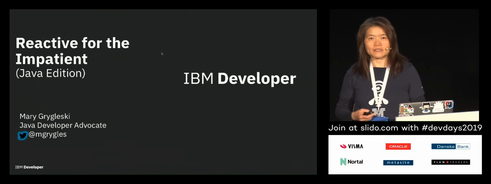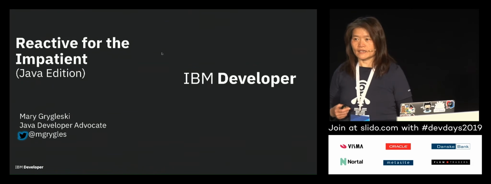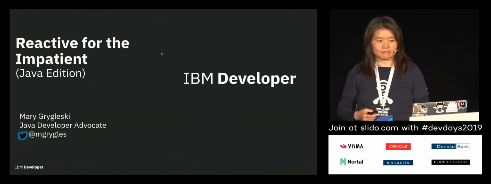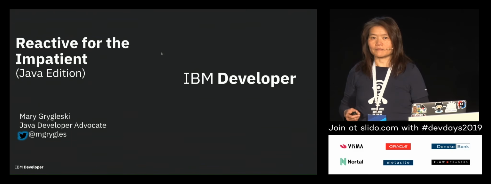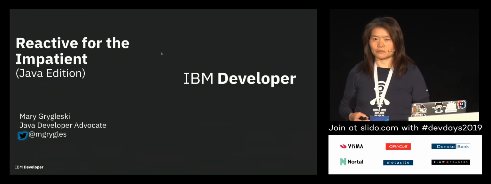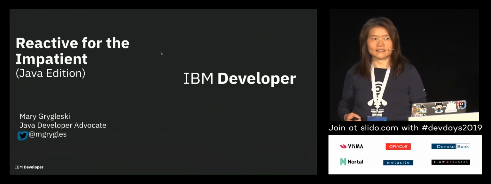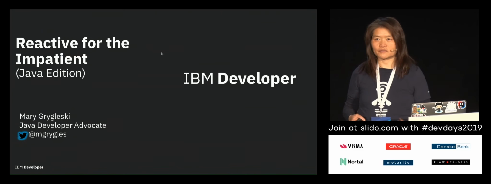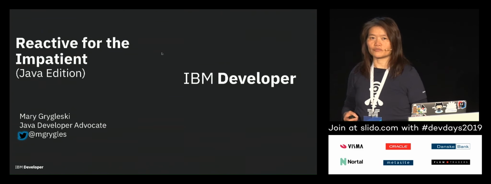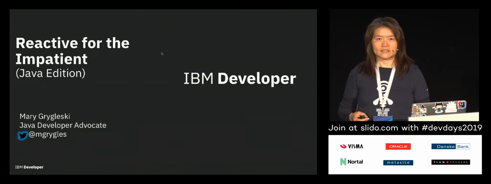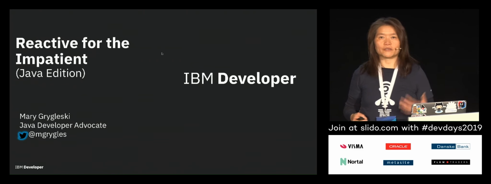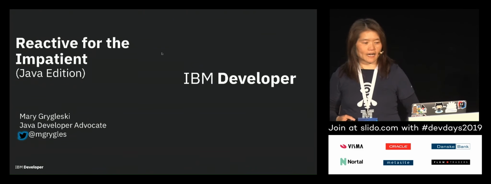But first of all, let me introduce myself. I'm a Java developer advocate at IBM by day, and by night, I'm a Chicago Java Users Group organizer too. So I'm very much involved with the community. And as a developer advocate, I travel to different conferences, even all over the world now, and talk about different topics. At the present moment, my topic is on reactive.